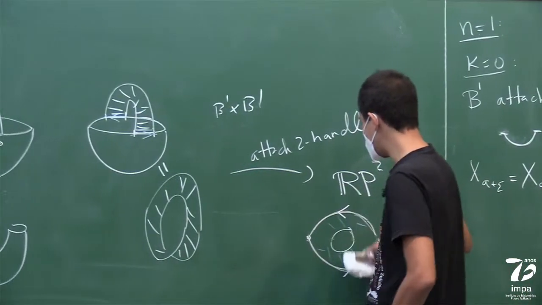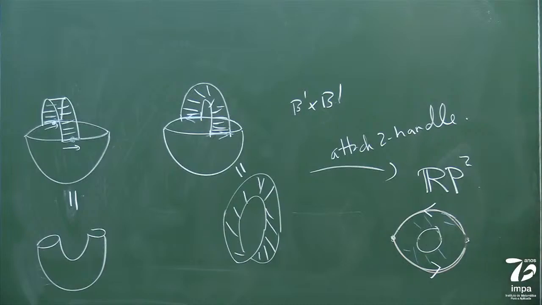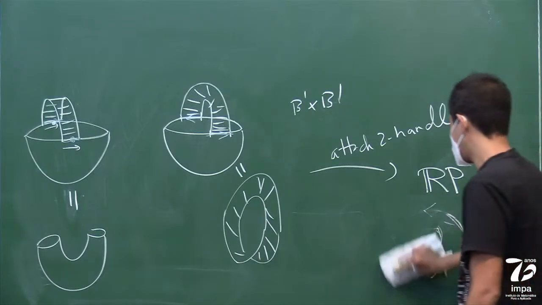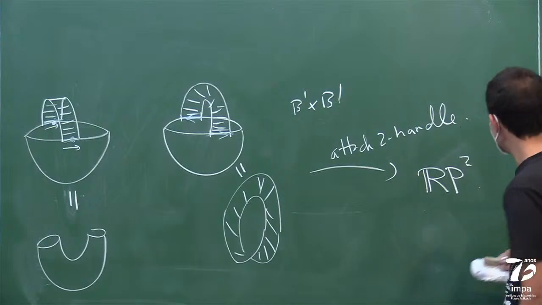So anyway, now let's go the other way around. When you remove a disk from an RP2, you get a Möbius band, which means that if you have a Möbius band and you add a disk along the boundary of the Möbius band, then you get an RP2. Okay, so that's one way to do this.